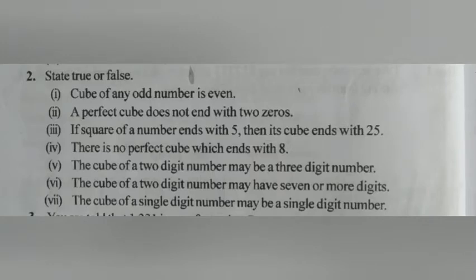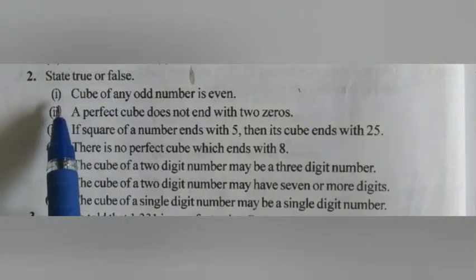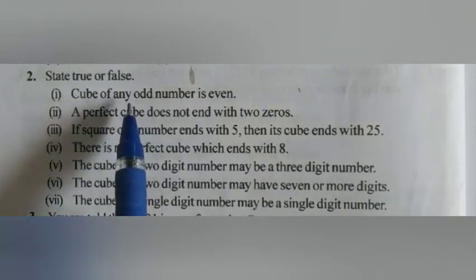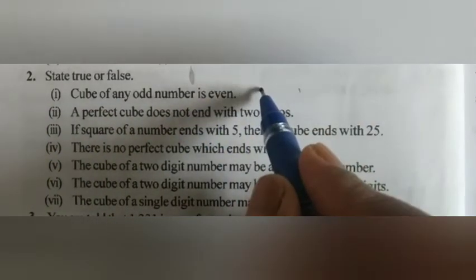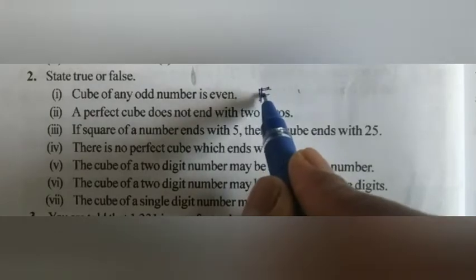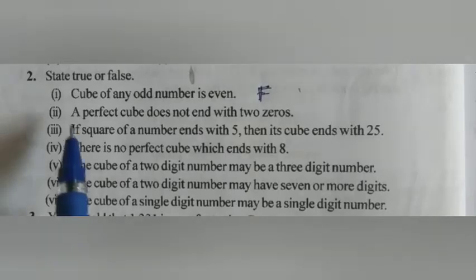Children, now come to exercise 1.2, second main, true or false. The first one: cube of any odd number is even. No, this is false, because you learnt already in your previous video class that the cube of an odd number is odd, and the cube of an even number is even.